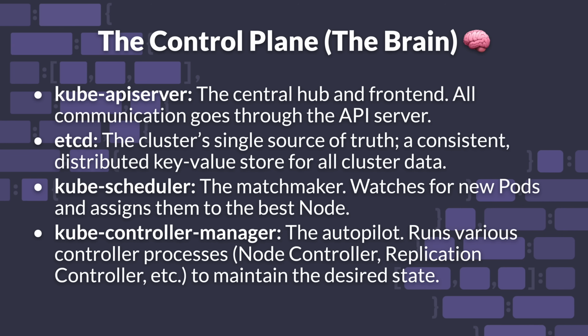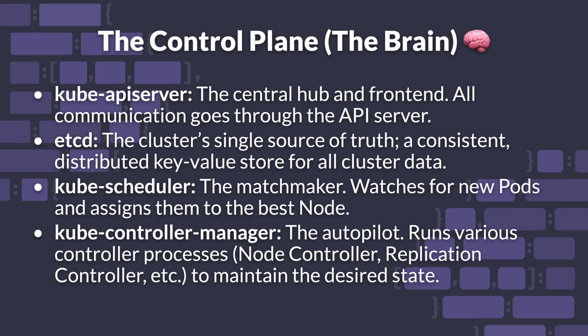The Kube scheduler acts as the cluster's matchmaker. It watches for newly created pods that do not yet have a node assigned. For every such pod, the scheduler finds the best node for it to run on based on a complex set of factors, including resource requirements, hardware constraints, affinity and anti-affinity rules, and data locality.